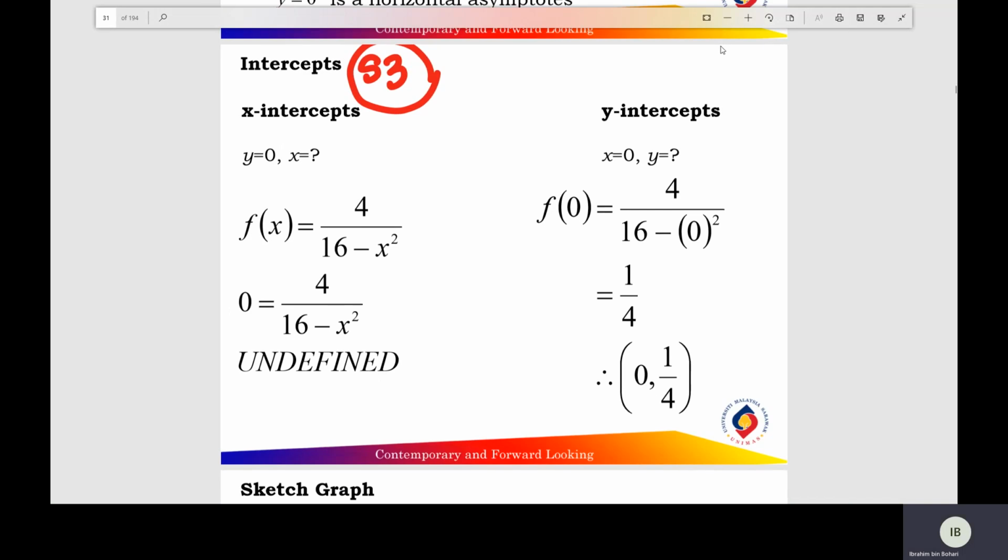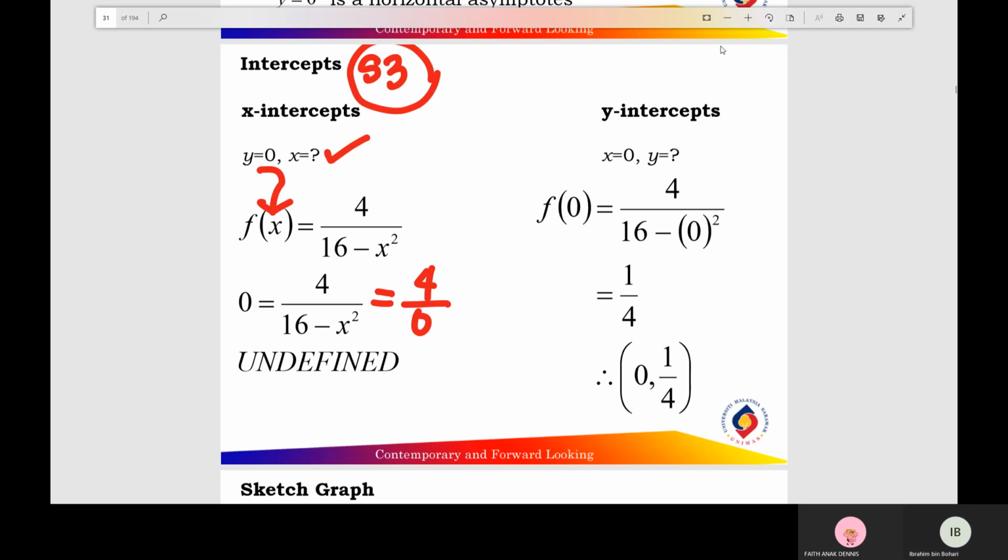Okay, step 3, you find the intercepts of the rational function. X-intercepts when y equals 0, so you find the value of x. So you let 0 equal 4 over 16 minus x squared. And the answer here is the x-intercept does not exist or is undefined. So here the answer is 4 over 0, or equal to infinity.